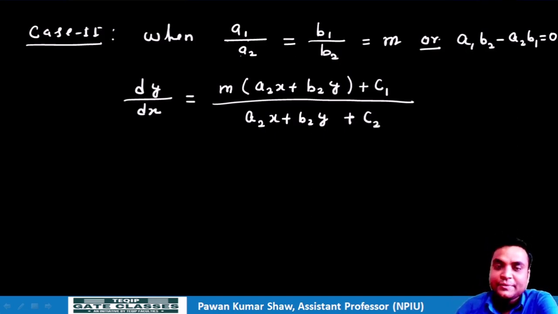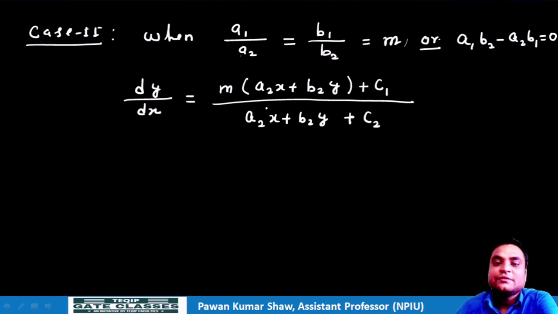How have we written it here? Because we know that a1 we can write, we are assuming that this ratio is equal to m, so we can write a1 equal to m into a2 and b1 equal to m into b2. So in place of a1 we will put m into a2, and in place of b1 we will put m into b2. So we can take the common factor and convert it into this form.